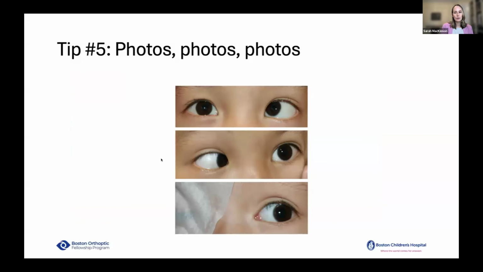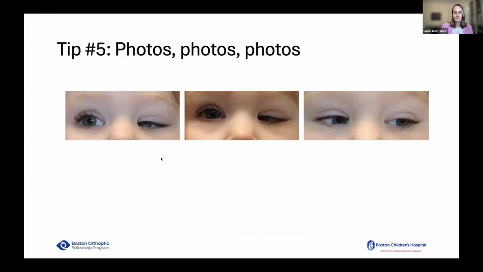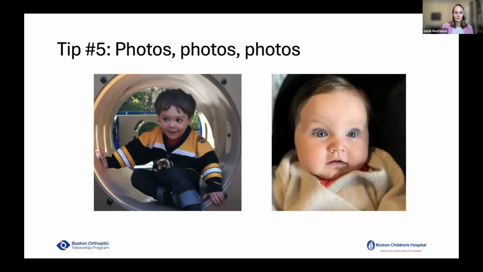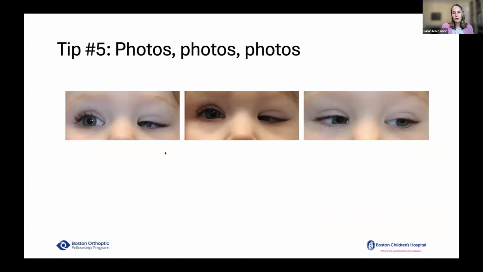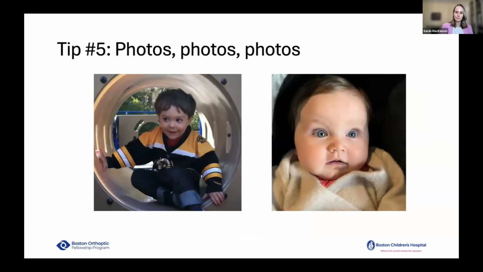So in addition to confirming things you see on versions, we can also use photos to confirm what we see on ductions. In these photos, you can see a big difference between how far the left eye can move out on ductions versus versions. We can also take photos or capture other elements of the motility exam, whether it's lid changes, globe retraction, those can all be documented with photos.